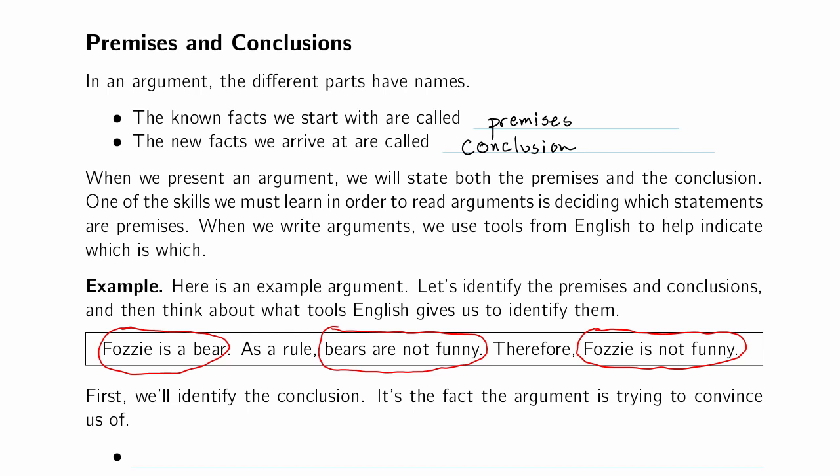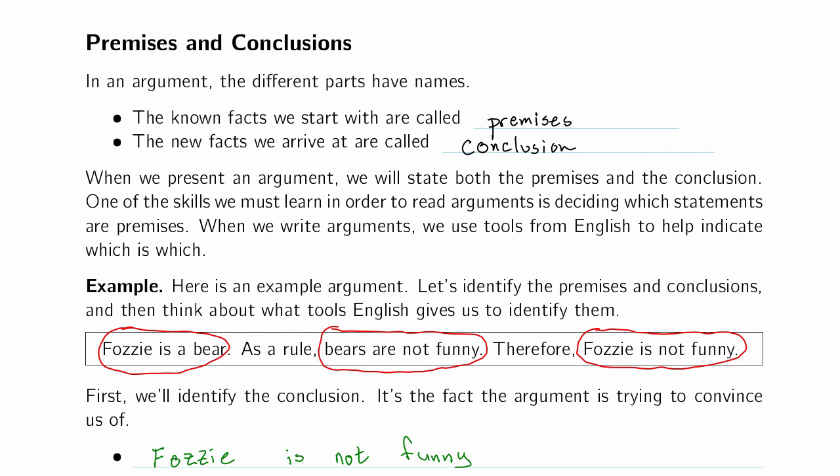Now, because we're being presented with this argument, we might not have known anything here. When we analyze it, we need to see which things the person making the argument was assuming were known and what it is they're trying to convince us of. In this argument, we see that the entire point where it's driving toward is the fact that Fozzie is not funny.